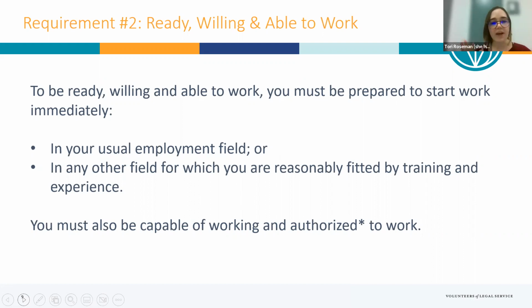In addition to being ready and willing, claimants must be actually able, meaning that they are physically capable of working, and for immigration purposes, that they are authorized to work. In other words, that they have work authorization documents.